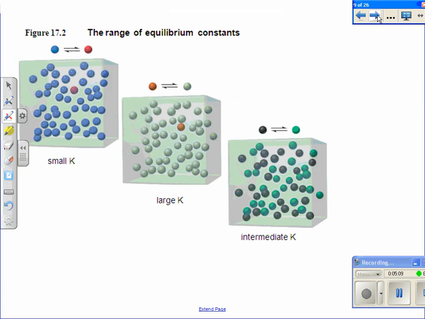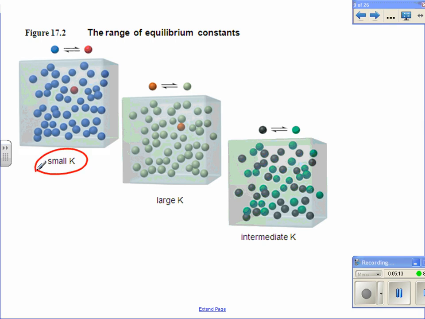What does that look like? Well, take the example right here. If you have a small k, when I say small k, I mean it's less than 1. What that means is you have a lot of reactants. So if you look in this reaction vessel, all the blue reactants, and you have very little products. You've got one little red product right there. That would give me a small k. It's going to be below 1.